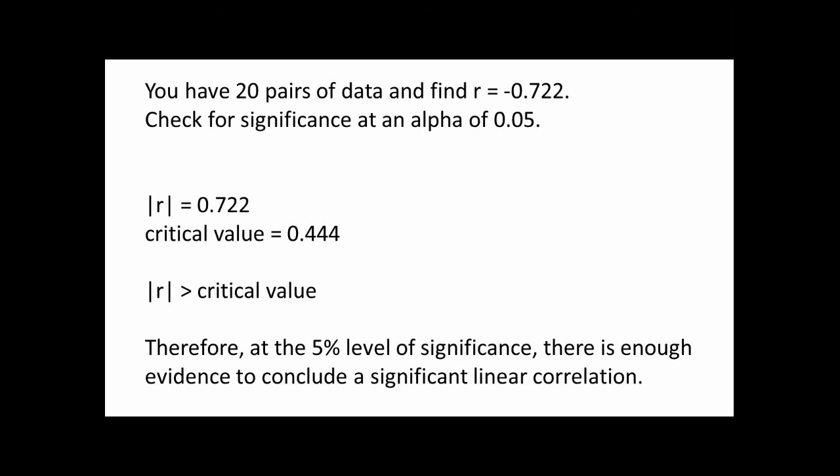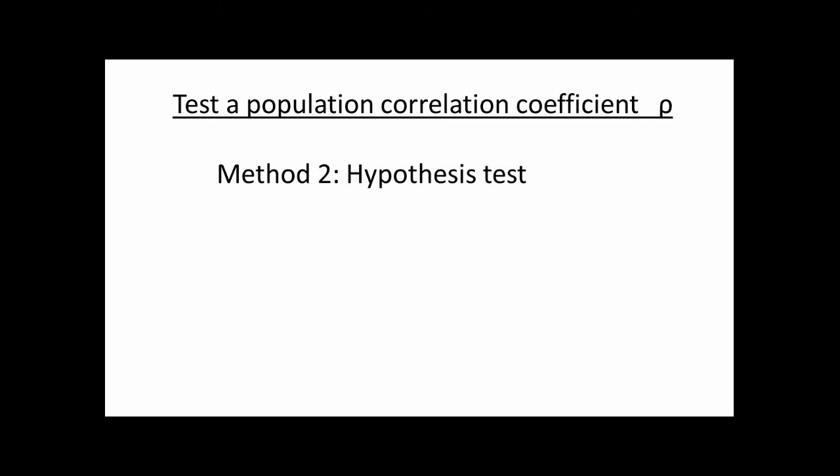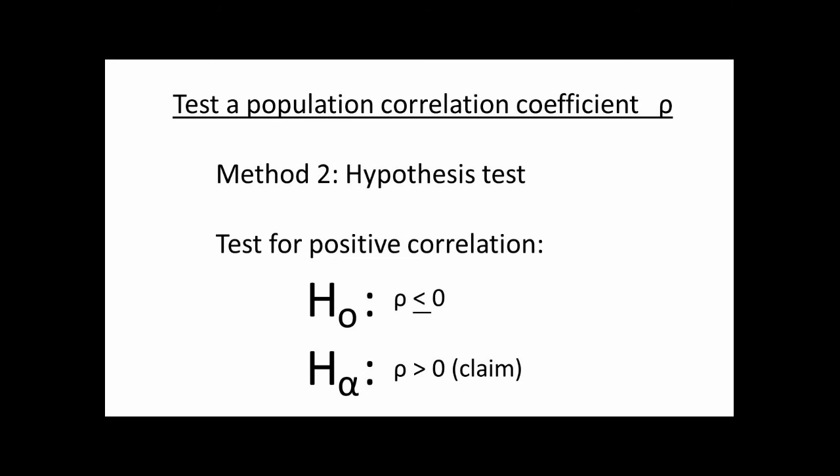You can even conduct a hypothesis test for rho. We could test if there is a significant positive correlation, or test if there is a significant negative correlation between sets of data. But since we probably don't know in advance whether the slope of the regression line is positive or negative, we would normally check whether there is any significant correlation.